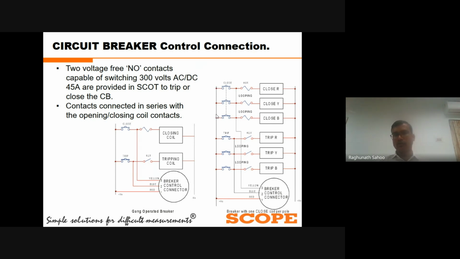The red color is fully for the DC supply, yellow is for the looping of the close coil section, and blue is for the looping of the trip coil section. Accordingly, you have to give the command to the marshalling box.